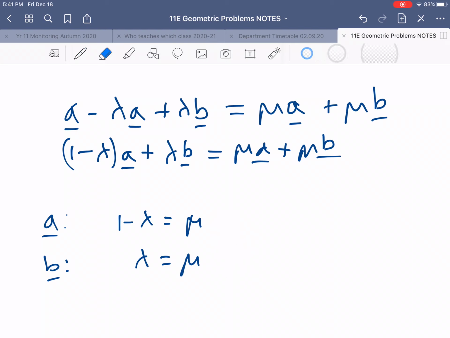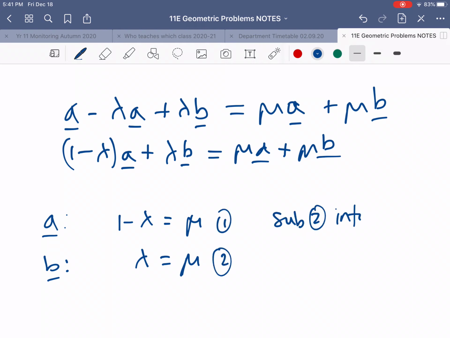Whichever way you want to do it. I call that number 1 and I call that number 2. We're just going to sub number 2 into number 1. So we get 1 minus lambda is equal to lambda instead of a mu, because mu is equal to lambda. Write a lambda there.